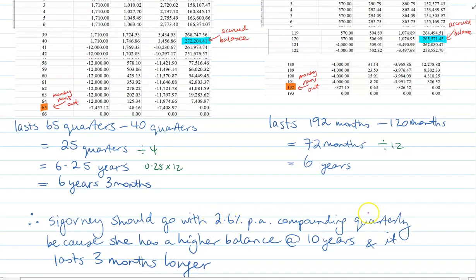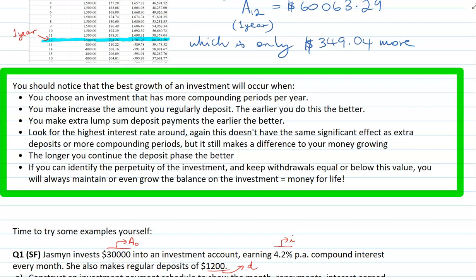So considering those two options, I would recommend that Sigourney goes with Superannuation Fund A, the 2.6 per annum compounding quarterly, because she has a higher balance at the 10-year mark and it lasts 3 months longer.